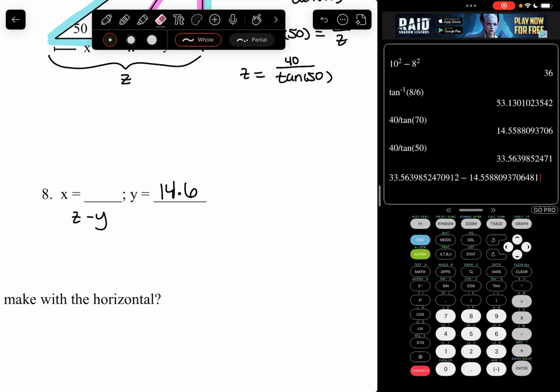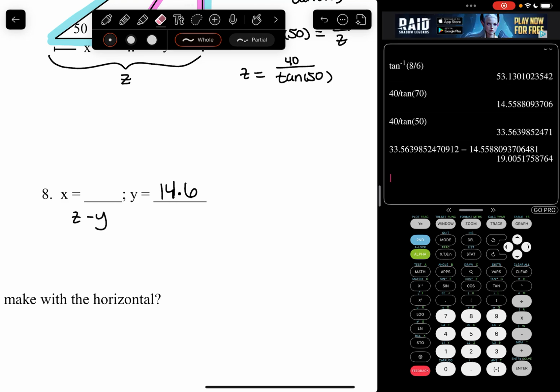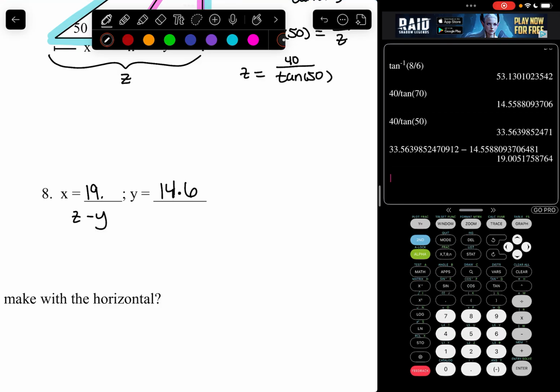Okay, so I've got that 33.5 minus 14.5. I hit enter and I get 19.0. And yes, you do need to include the 0.0.